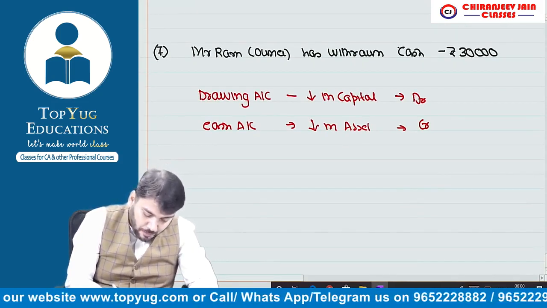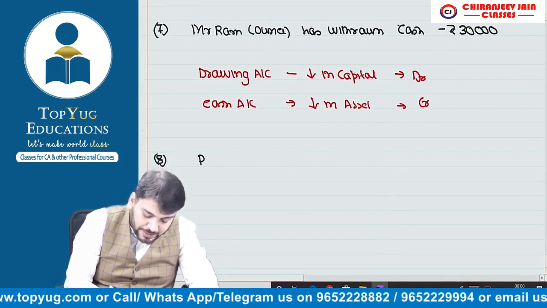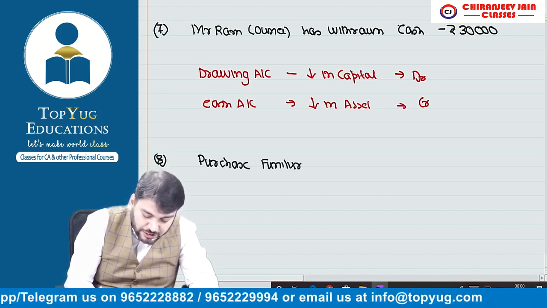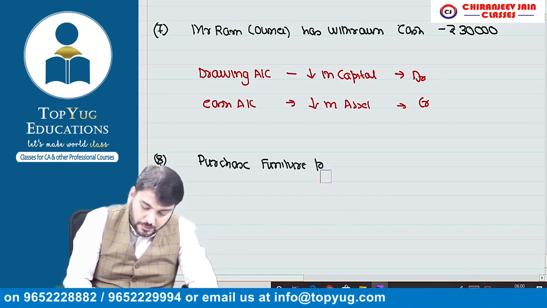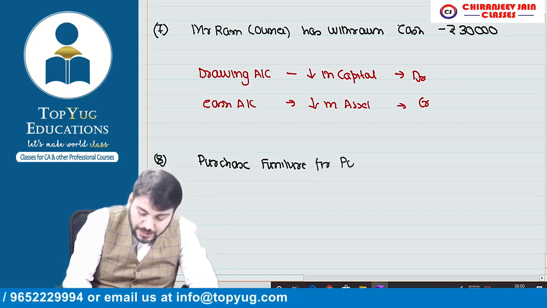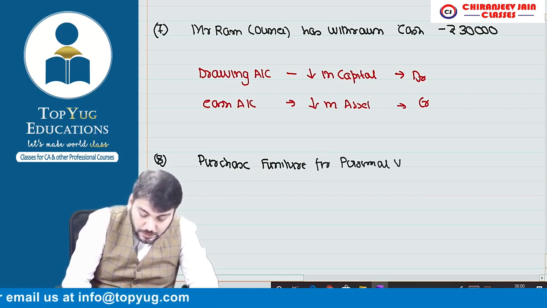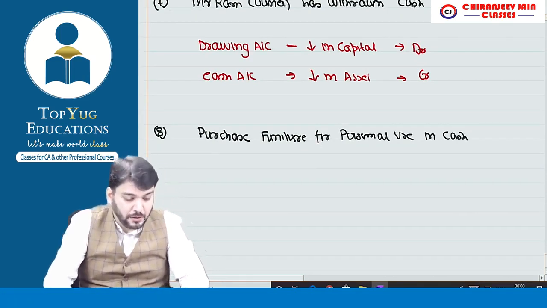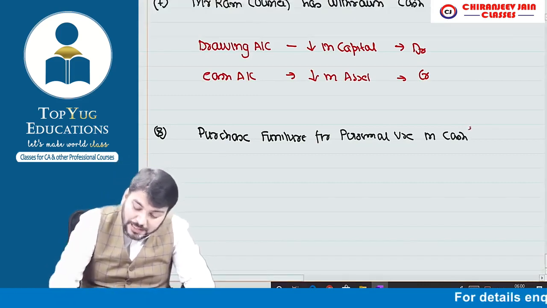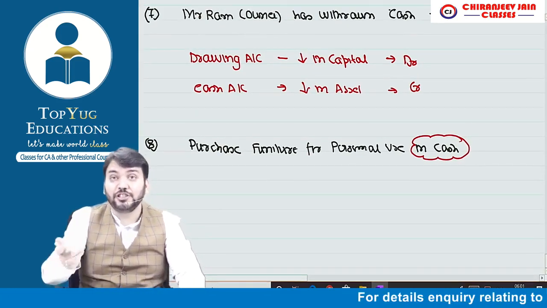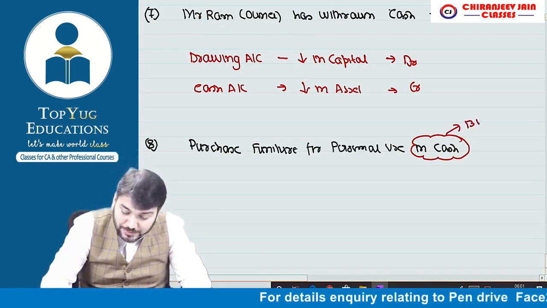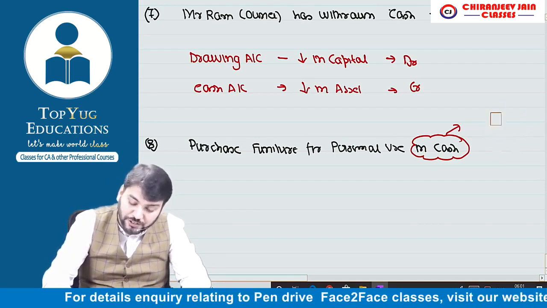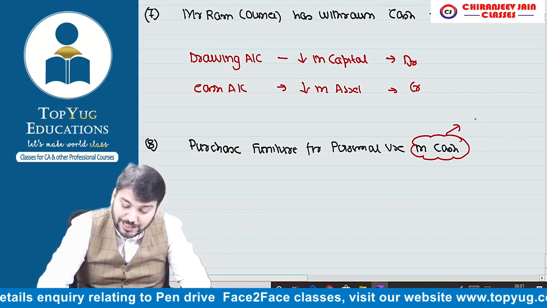Everyone, point number 8, you'll do. Purchase furniture for personal use in cash. Whenever we say in cash and nothing is given, because we are doing a transaction for business, it will be assumed this is business cash. ये हमेशा मानेंगे बिजनेस कैश है if question is silent. Understood? तो purchase furniture for personal use in cash.